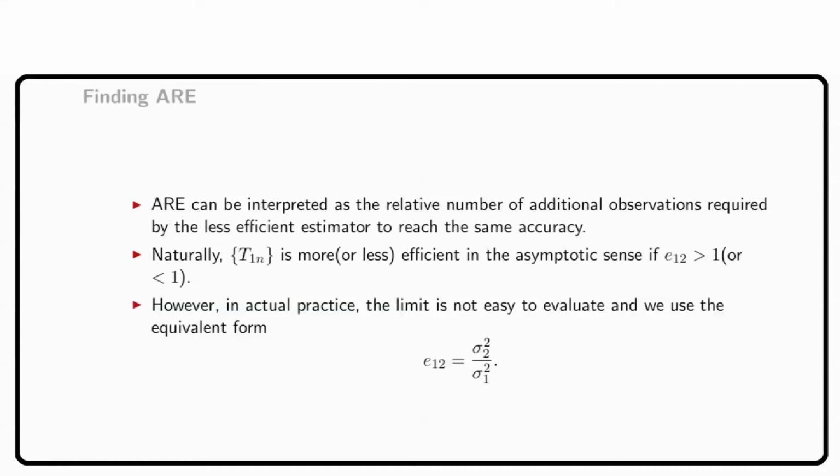However, in actual practice, the limit is not easy to evaluate and we use the equivalent form u12 equal to sigma 2 square divided by sigma 1 square. So, we shall use this formula as a measure of relative efficiency, asymptotic, and it is called the asymptotic relative efficiency of the sequence of estimators T1n relative to T2n.